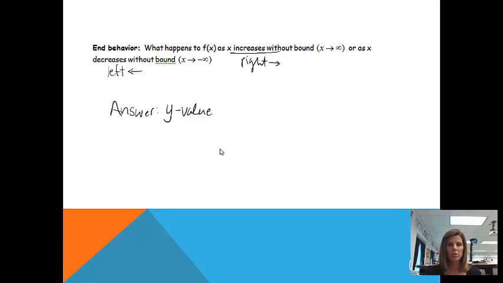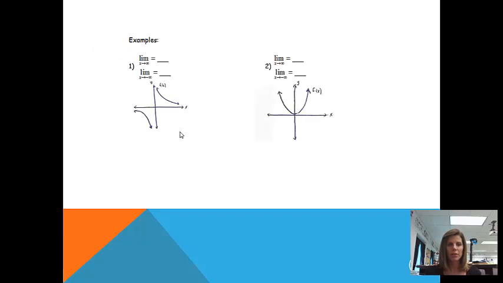So let's look at some examples. In the first example, you'll notice I have a nice picture. It first asks me to find the limit as x approaches infinity. So as I'm headed towards the right side of my paper, what y value is my function headed towards? It looks like I'm headed towards a y value of 0. So my limit will be 0. And now as x approaches negative infinity, I'm going to be heading towards the left side of my paper. And again, I notice I'm reaching towards a y value of 0. So the limit for both of those is equal to 0.